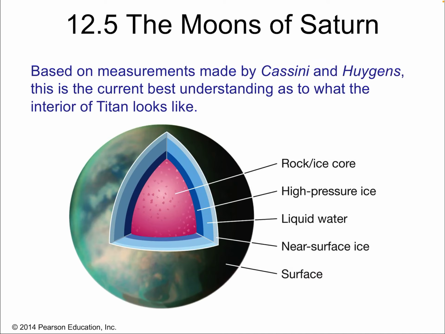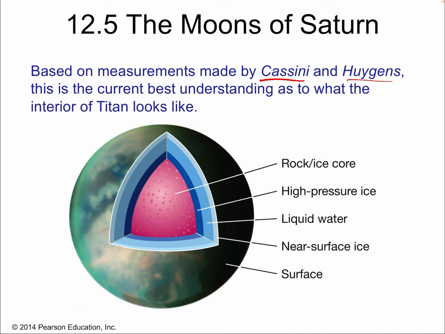Okay. As far as the inside of Titan, based on measurements made by Cassini, as a flyby mission past Titan, and that Huygens probe that landed on the surface, this is the current best understanding as to what the interior of Titan looks like. Obviously, this is evolving science, right? We're just kind of modeling on this as best we can, because we know the mass of Titan based on its dynamic behavior in orbit, and then we can reason out what it must be made of.